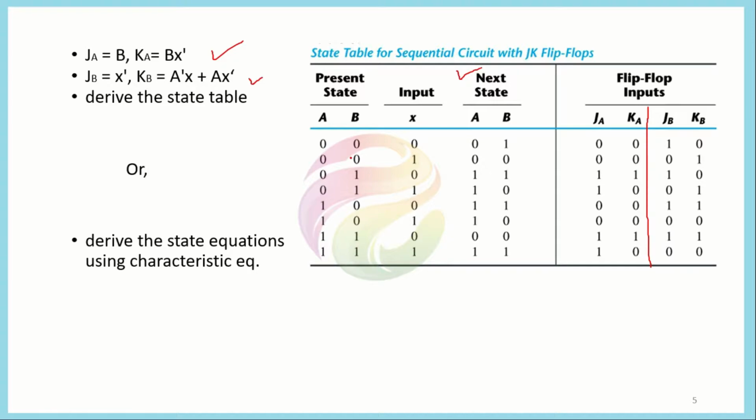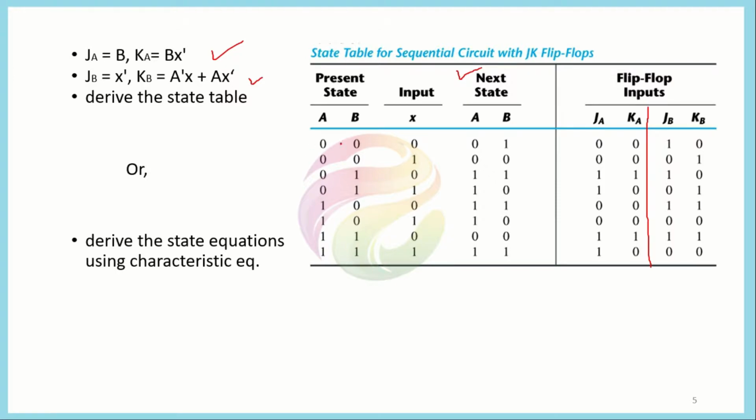To calculate the values of the next state, we can use two types of approaches. One is that we derive the equations for the inputs of these JKs, JA and JB. The second approach is that we derive the state equations for the next outputs, meaning we derive the equations of A(t+1) and B(t+1). We can use both these approaches to solve this table. First we discuss how we can solve this using the flip-flop input equations, meaning we find the next state using the inputs of these flip-flops.